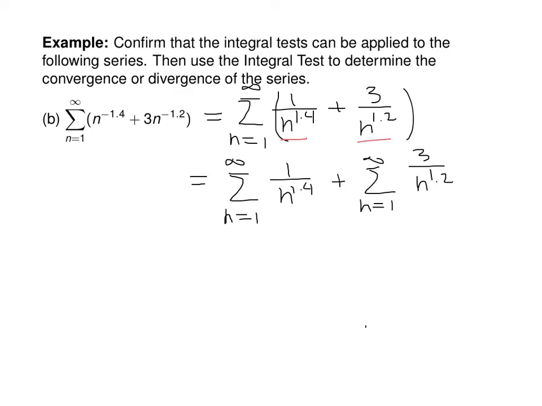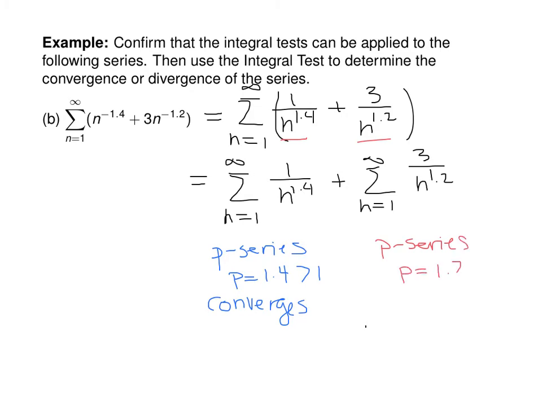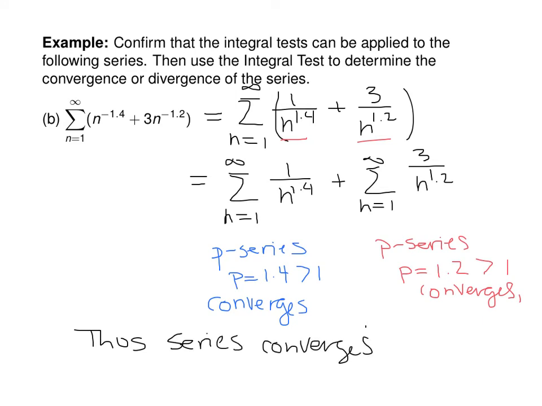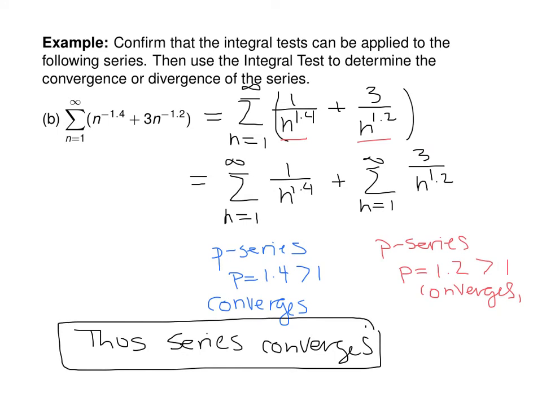But in both cases, the first one is a p-series with p equal to 1.4, which is bigger than 1, so it converges. The second one is a p-series with p equal to 1.2, which is greater than 1. It also converges. So thus, your whole series converges, because it's the sum of two convergent p-series.